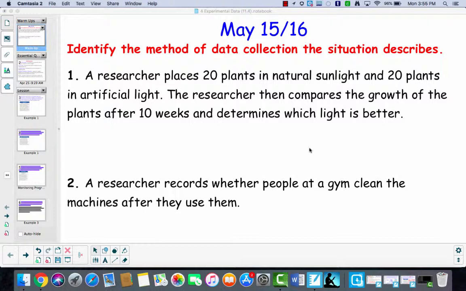How about question 2? A researcher records whether people at a gym clean the machines after they use them. Right, that's an observational one. The researcher isn't interacting, isn't doing anything with them, just recording and observing what he or she sees.